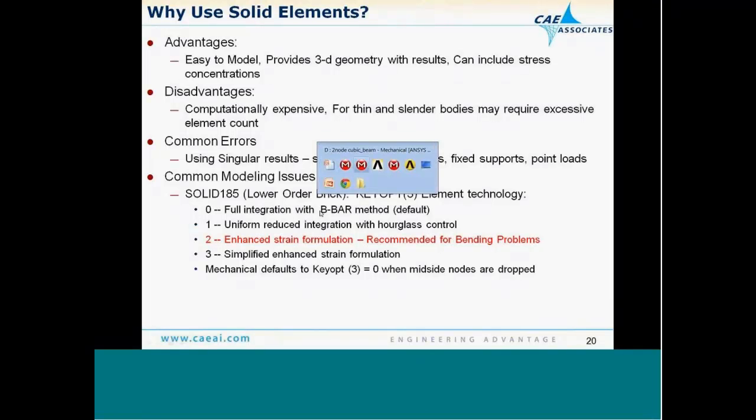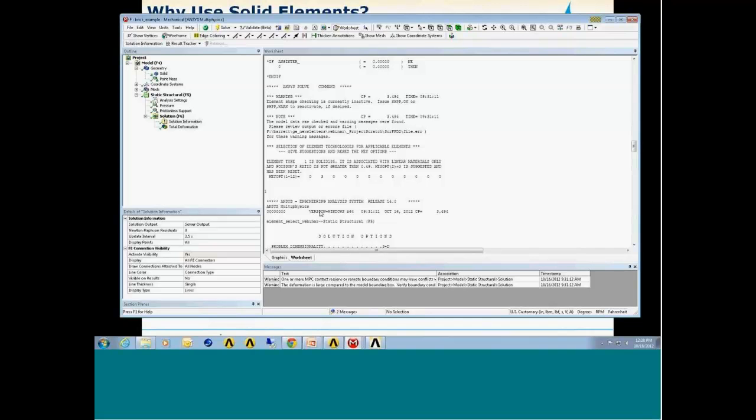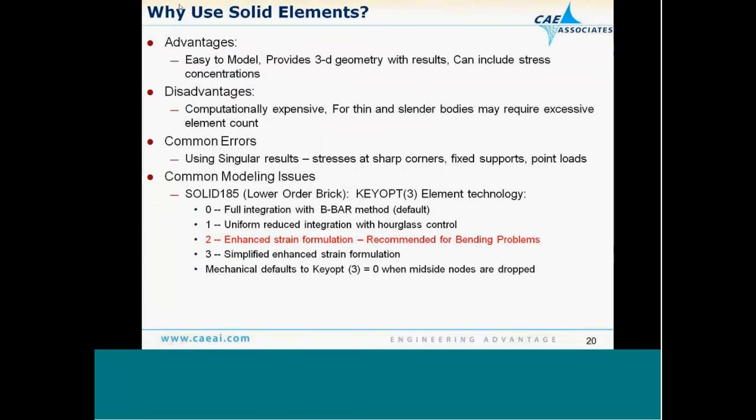And if we're using Workbench, the nice thing is that if we look at the solution information, we can go in with our solid and add key options. In this case, key option 3 is set to 0, so the default is the B-bar formulation. If I wanted to override this, I can simply insert a command block to override the type of element formulation used within Workbench as well.